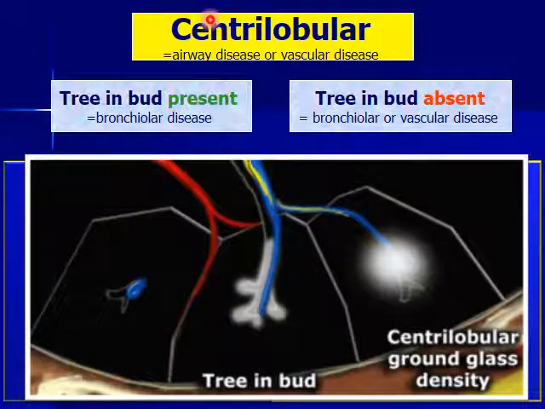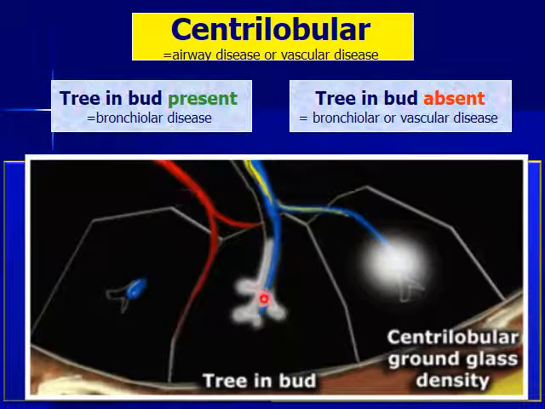Again, let us summarize. If we have centrilobular nodules, we should answer the question, is there tree-in-bud or tree-in-bud is absent? If there is tree-in-bud, it means that it is a bronchiole disease. What does this mean? Either pus or rarely tumor cells can produce bronchiolar dilatation and stagnation, giving the tree-in-bud.